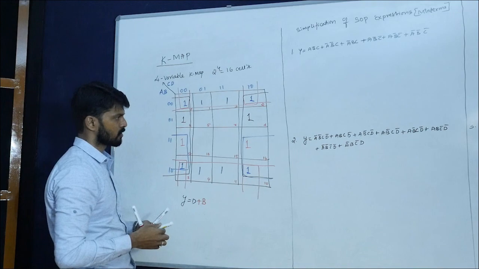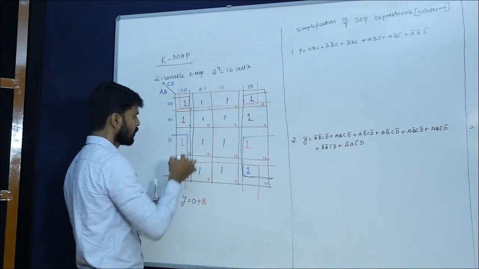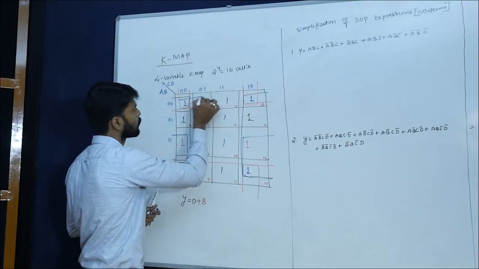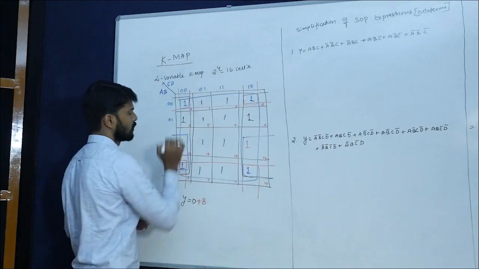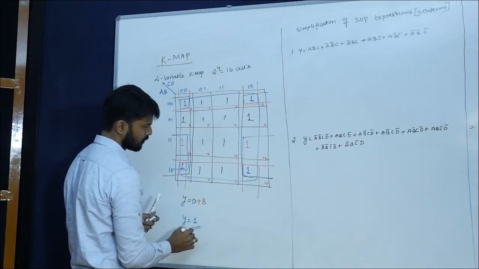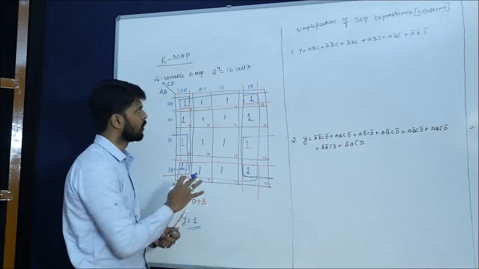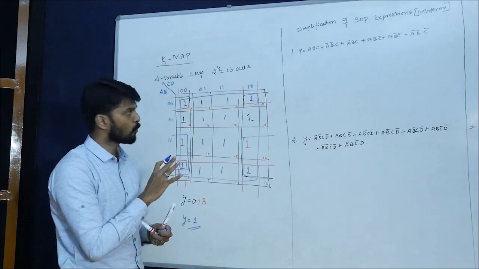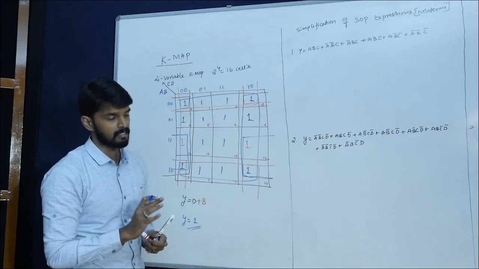There may be a chance that all of these are 1, 1, 1, 1. At that point we need to group the complete whole 16 cells. Then we should say y is equal to 1. These are all the different possibilities of mapping and grouping in a 4 variable K-map. A 4 variable K-map means totally there are 16 cells.